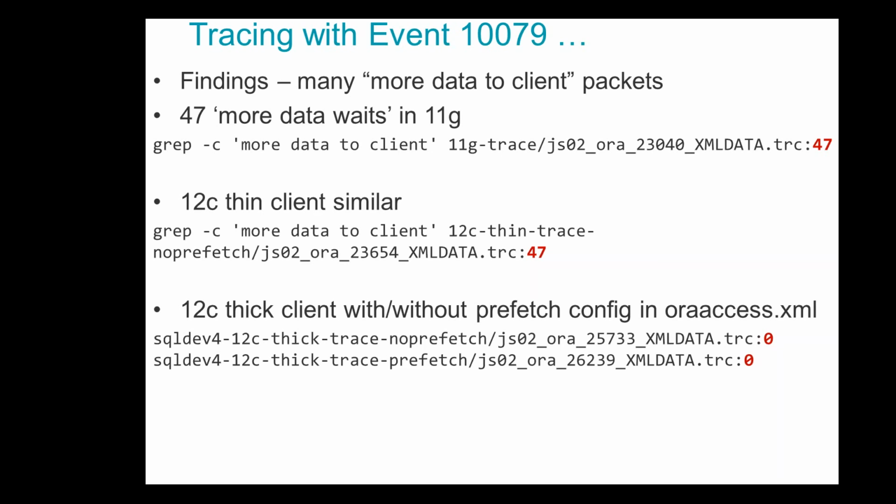Many small packets. We also saw lots of packets called overflow packets. And using a 12C thin client, we found the same thing, 47 of those packets. However, we switched to using an Oracle 12C client and used the connection via the thick client in SQL Developer and found that either with or without prefetch configured, those went away. We no longer had those same types of waits going on. And it was much faster.